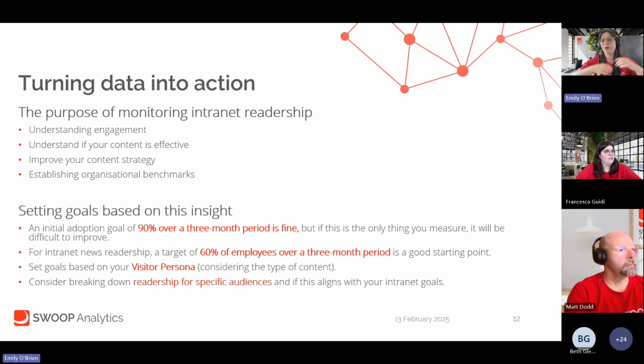So if you do currently have access to a tool like SWOOP for SharePoint, for example, when you get started, certainly go in and start to get an idea of what that benchmark looks like for your organization. And then when you look at more of those metrics that focus on improvement, you can see how that starts to have more of an impact.